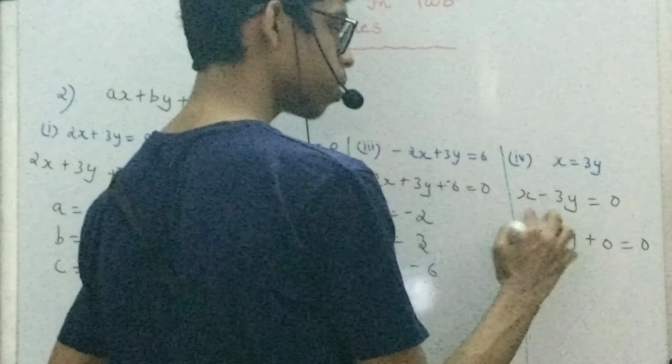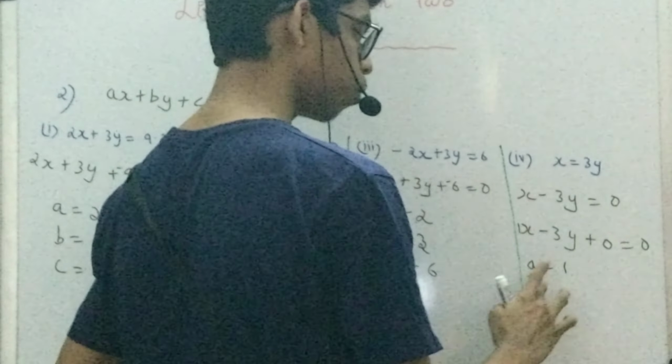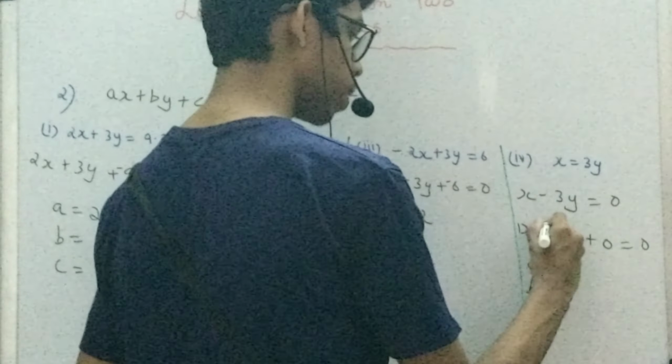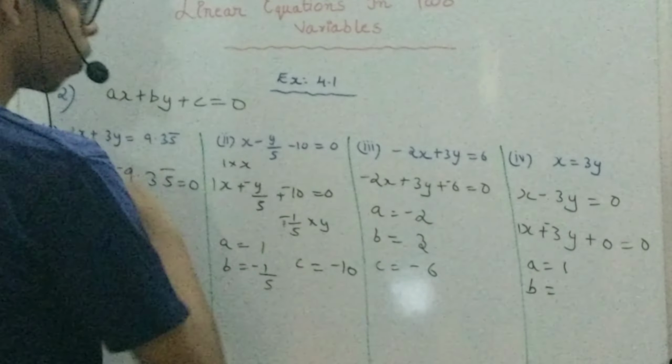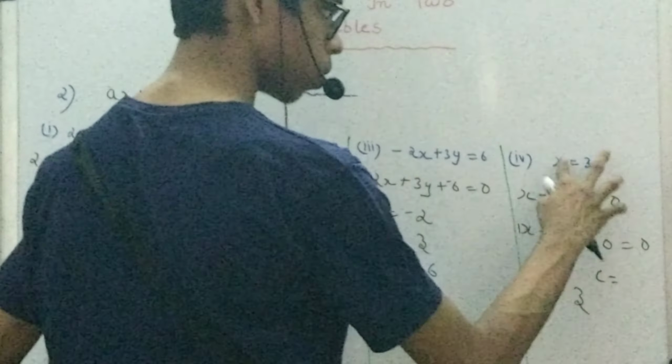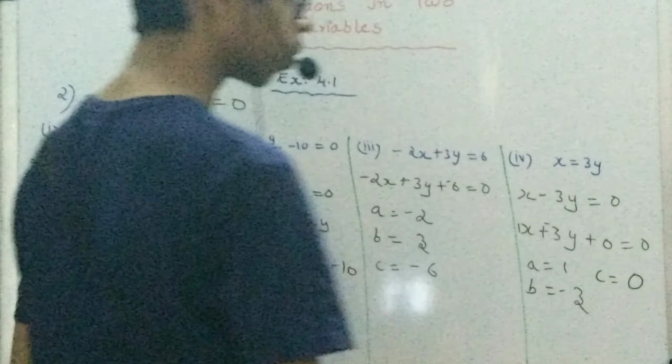Okay, so from here you will be getting a is equal to what? Coefficient of x. It is 1 into x, so coefficient of x is a. Then b is what? This you can write plus minus. Okay, b is the coefficient of y which is equal to minus 3, and constant term it is not there, so you can write 0.